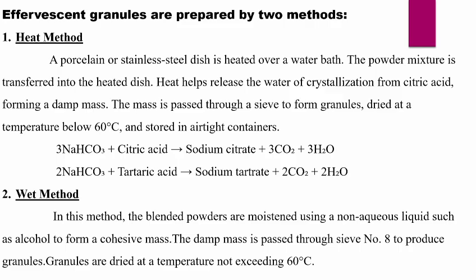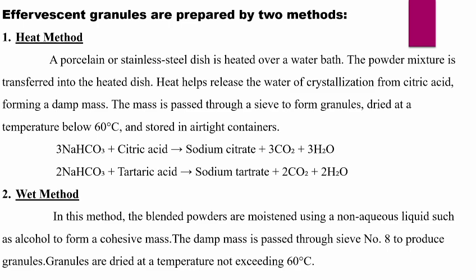Next one is the wet method. In this method, the blended powders are moistened using a non-aqueous liquid such as alcohol. We add alcohol to the powder and form a cohesive mass, a slurry-like preparation or a dough mass preparation.